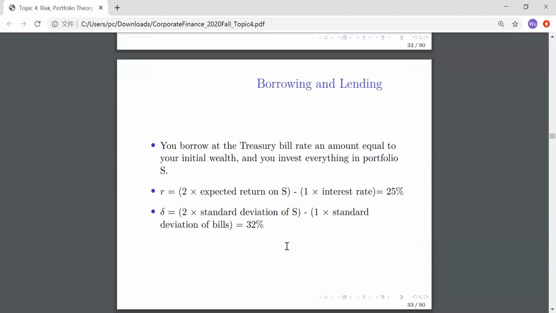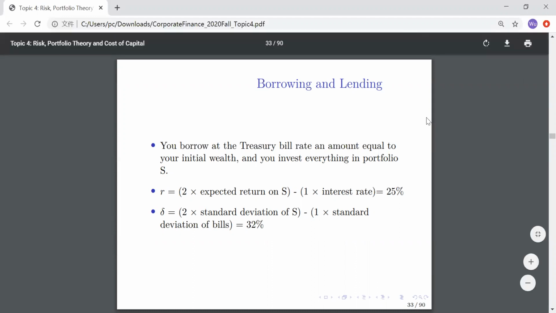Now you can borrow at the Treasury bill rate an amount equal to your initial wealth, right? And then invest all the money, including your original wealth and the money you borrowed, in portfolio S, right?